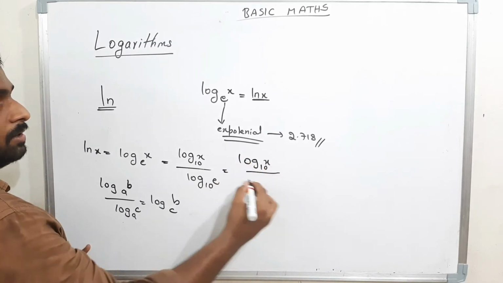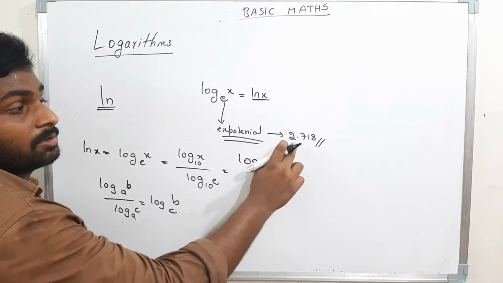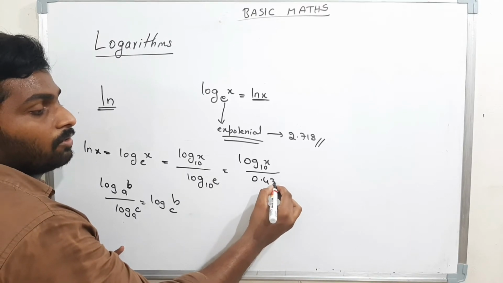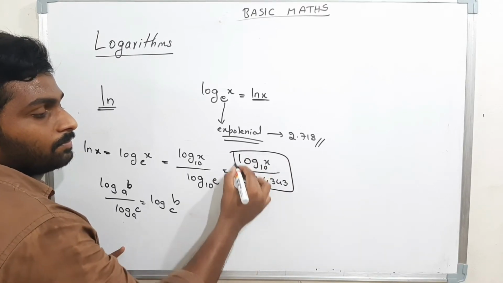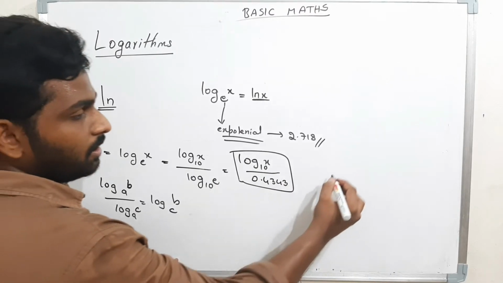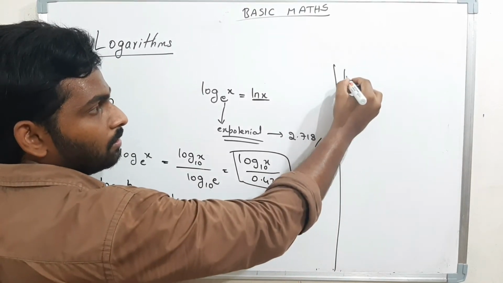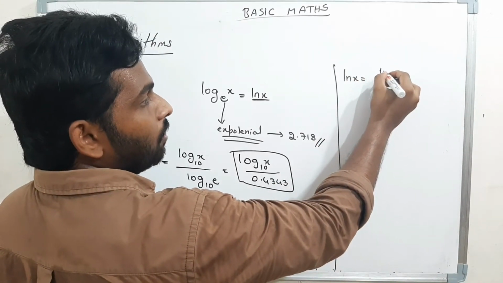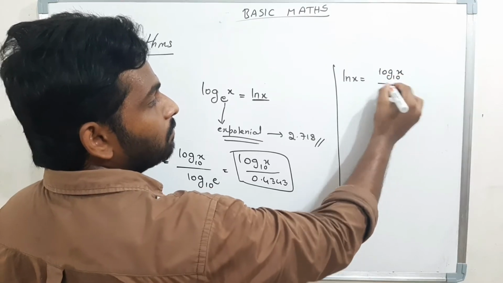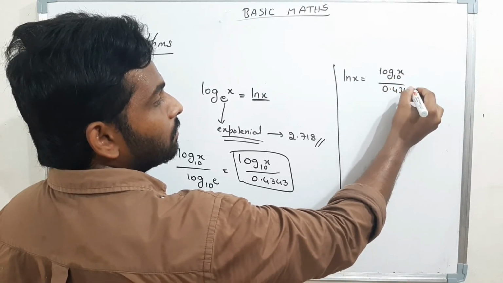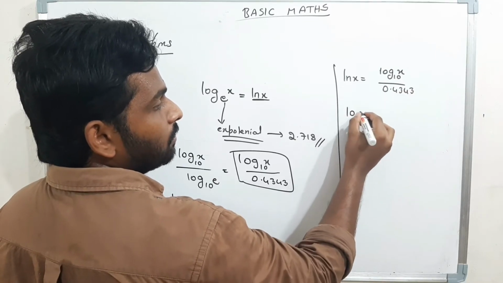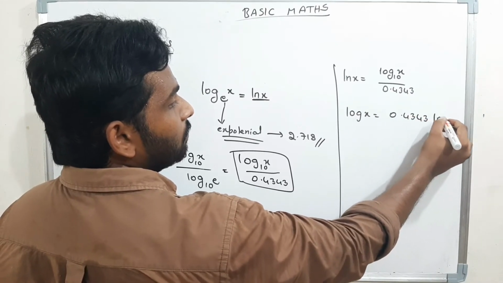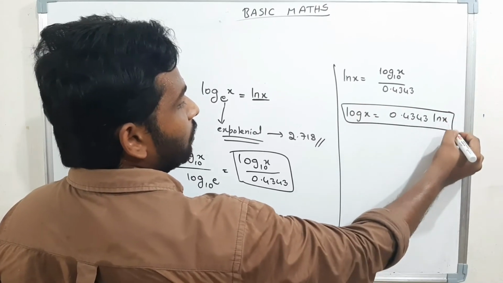Log x base 10 by log e base 10. The e value is how much? 2.718. When I find the logarithm value for this, I will get 0.4343. That means we can simply write, remember this, ln x is equal to log x base 10 by 0.4343. From this, what can we write? Log x is equal to 0.4343 ln x. This is a relation between both ln and log.